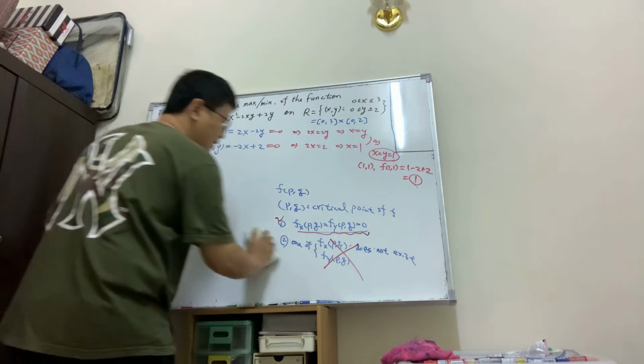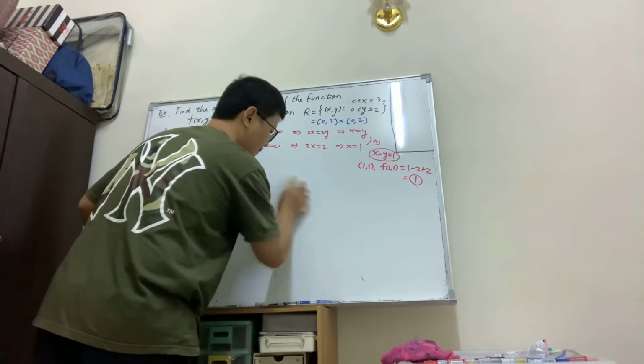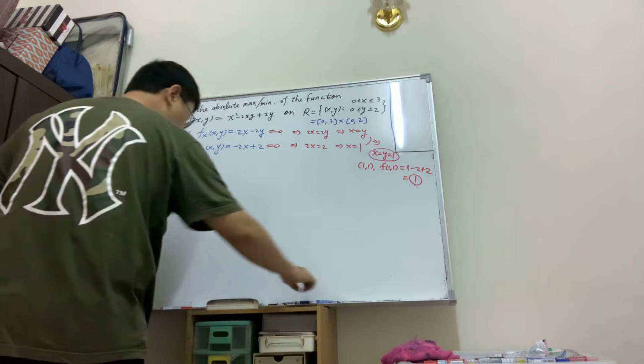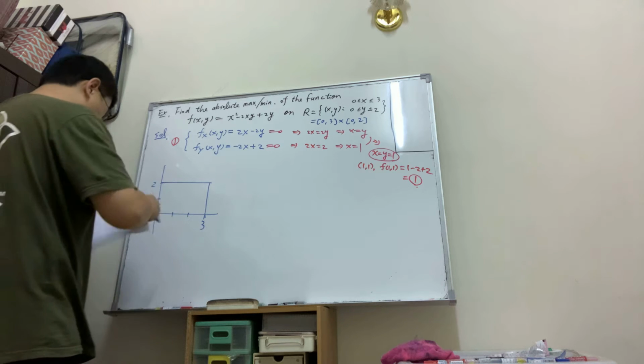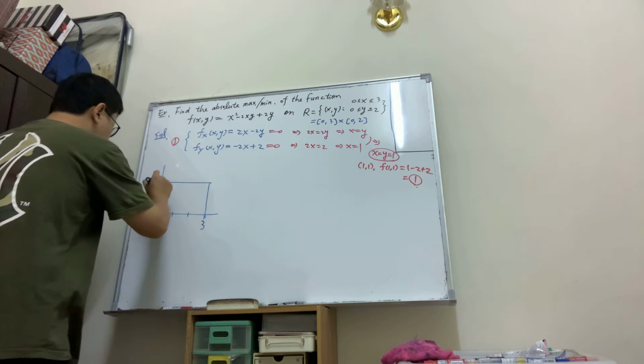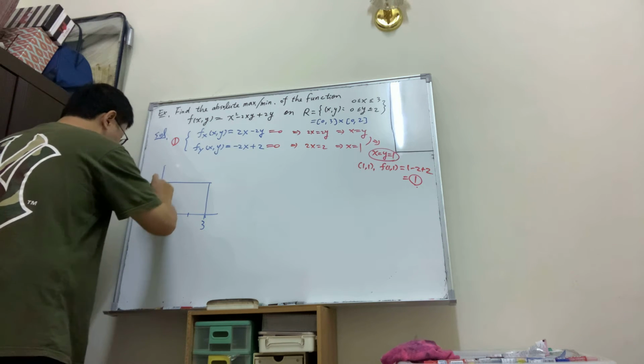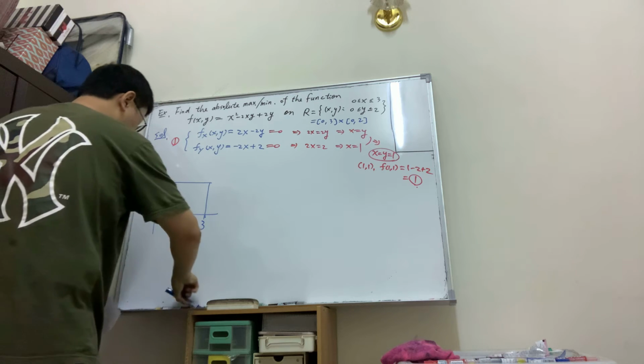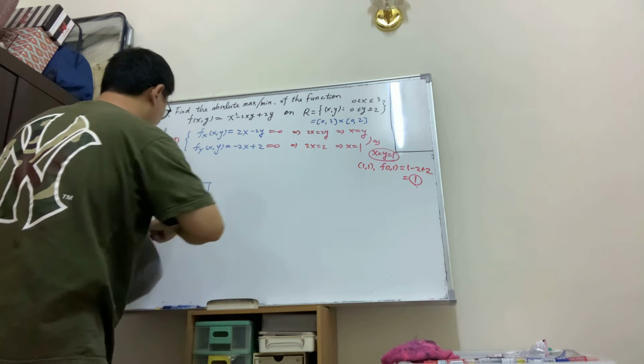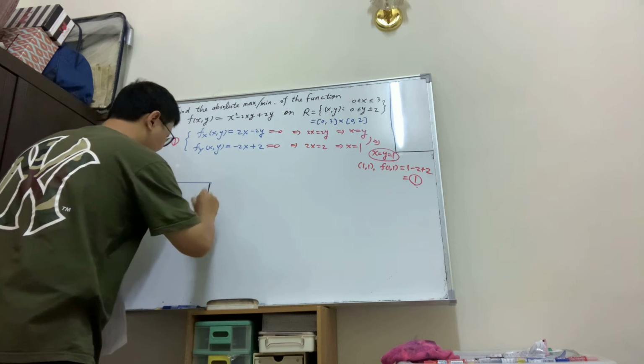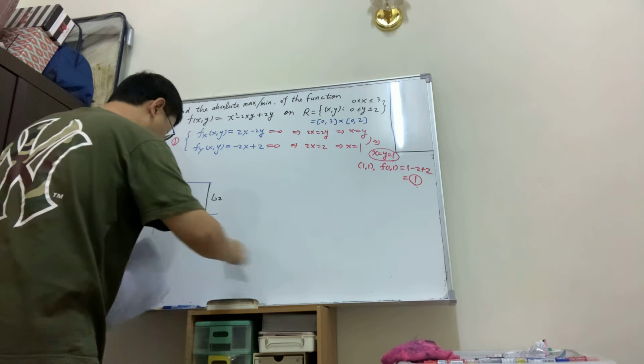So now let's see the boundary case. For its boundary case, we have several lines. The first one we denote by L1. Here is our L1. And this one is our L2. And this one is our L3.